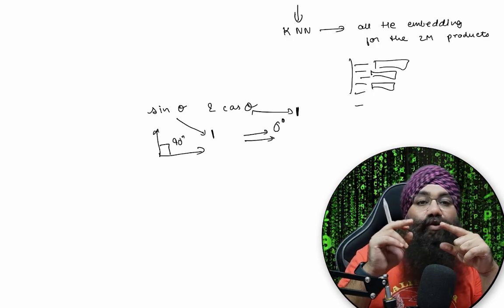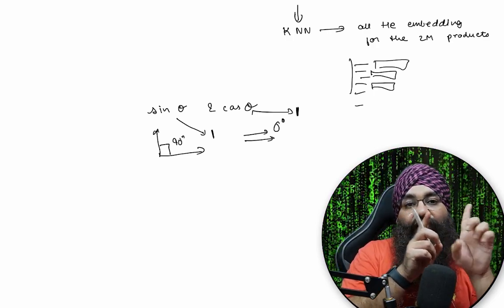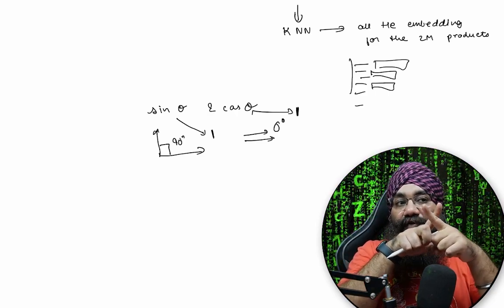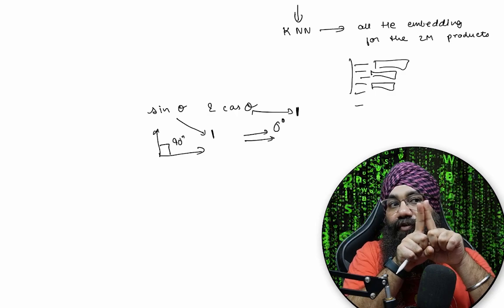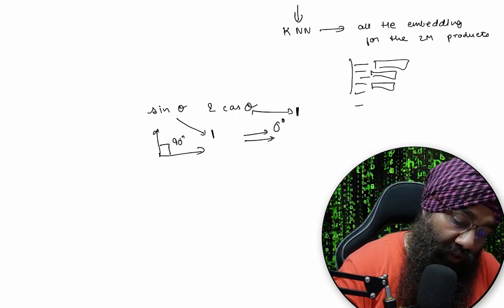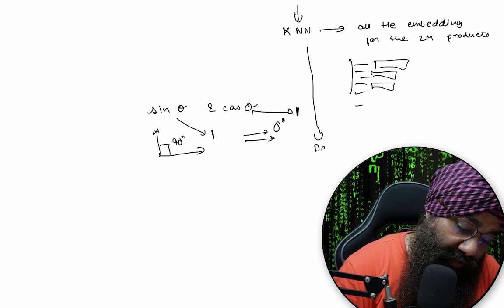So it means that if there is some angle between two products, the products are not matching. But if the angle is 0 between the query and the product embedding, then cos theta will be 1.